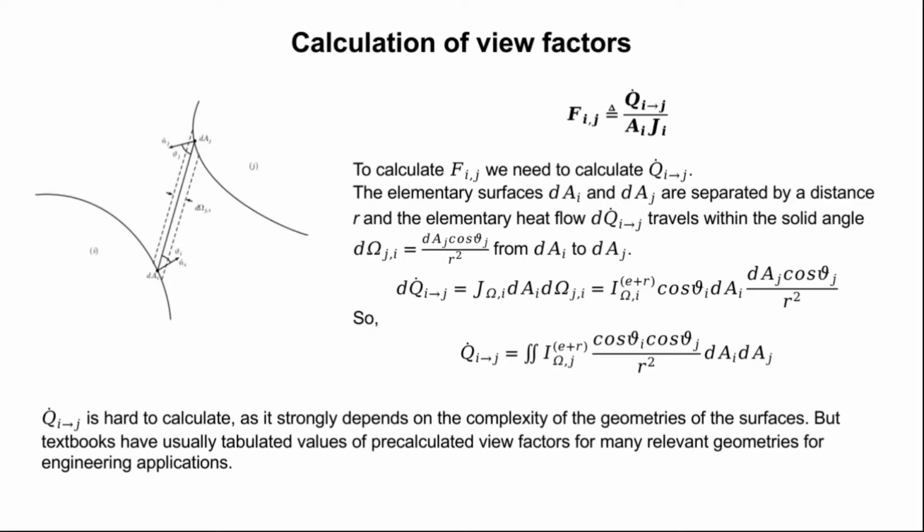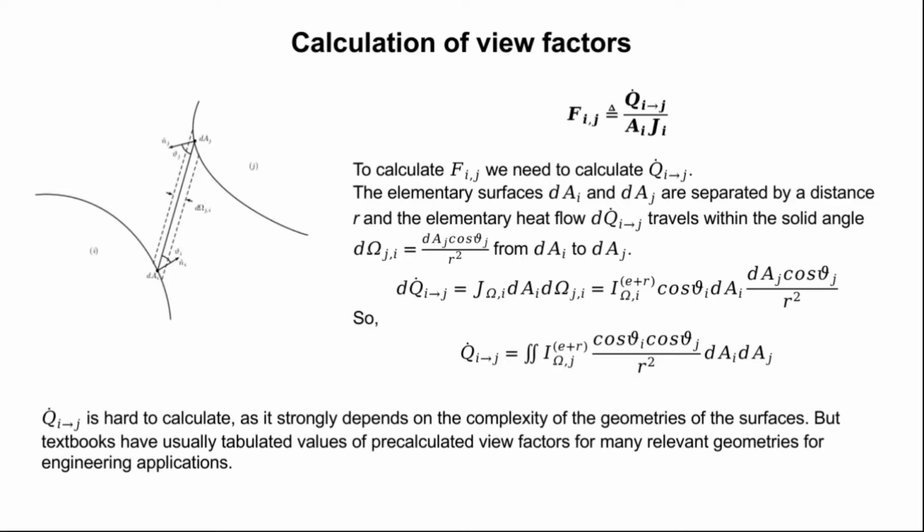To calculate the view factors for our system, we need to find the expression of the heat flow exchanged by the surfaces. Let's consider the figure on the left. The elementary surfaces dAi and dAj are separated by a distance r, and the elementary heat flow dQij travels within the solid angle dωji. From dAi to dAj, the expression of dQij is then directional total intensity of radiation times the cosine of theta i times dAi times dAj times the cosine of theta j over r squared.